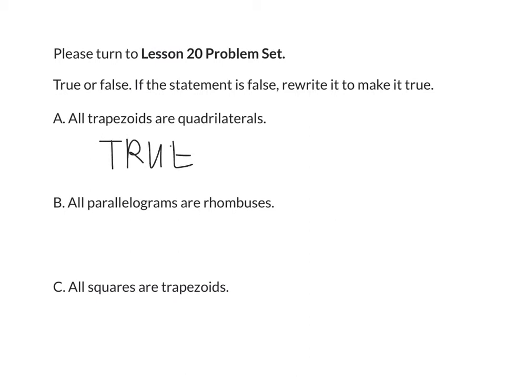Because if you look at our chart, if you are in the trapezoid area, are you also in the quadrilateral area? So it's true. Very good. True or false? All parallelograms are rhombuses. False. How could I rewrite that sentence to make it more true? Maddie? All rhombuses are parallel. We could say all rhombuses are parallelograms. Another way we could do it is we could say some parallelograms are rhombuses. Do you agree? Good.